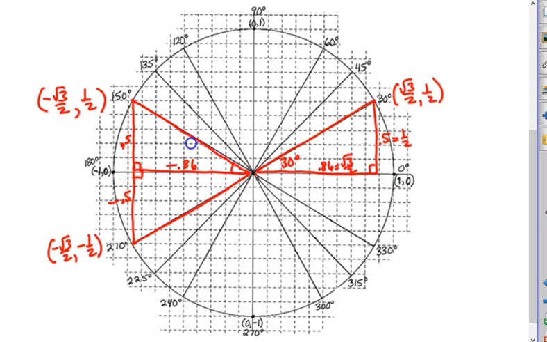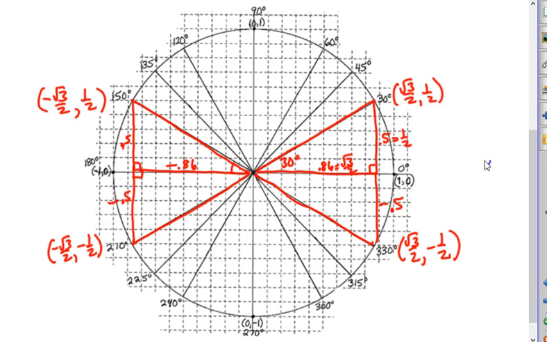In quadrant 4, we're looking at a 330-degree angle that has a 30-degree reference angle. And now we have a positive x value but a negative y value. So our y value here would be negative 0.5. So our two coordinates are going to be square root of 3 over 2 and negative 1/2. So we have positive, positive; negative, positive; negative, negative; and positive, negative for x and y. And this is going to be the pattern we see for every other point. Just the numbers will be different.